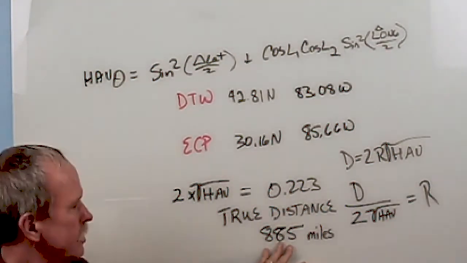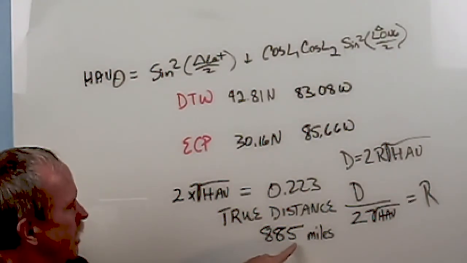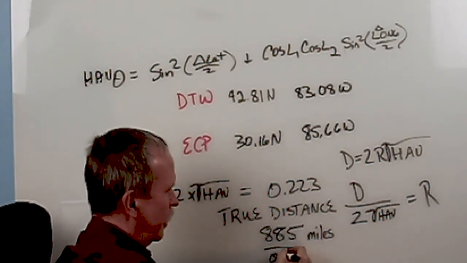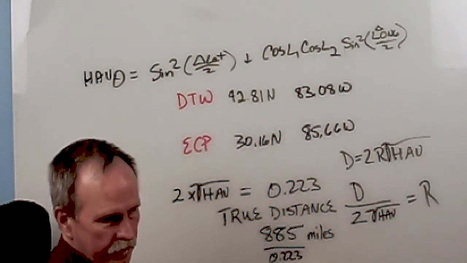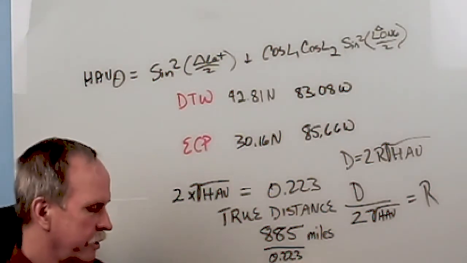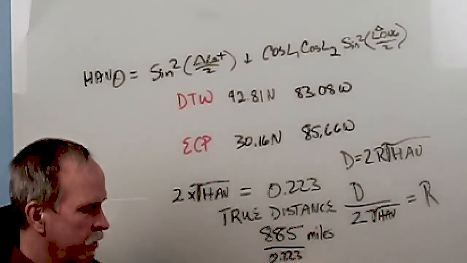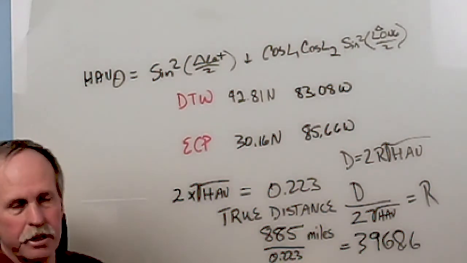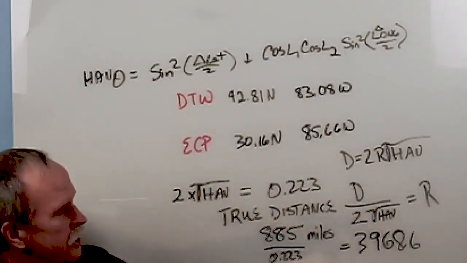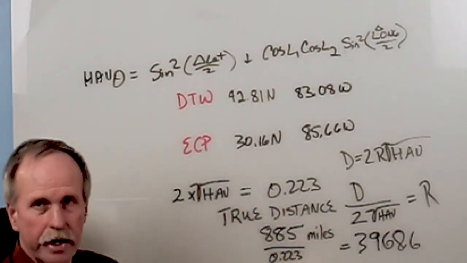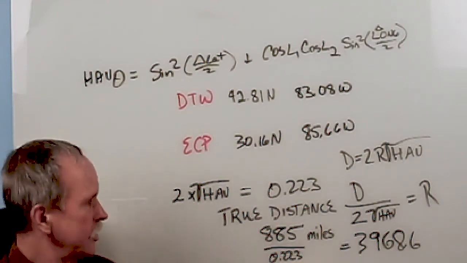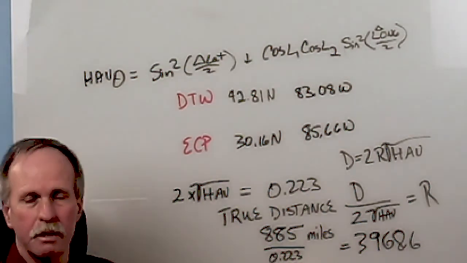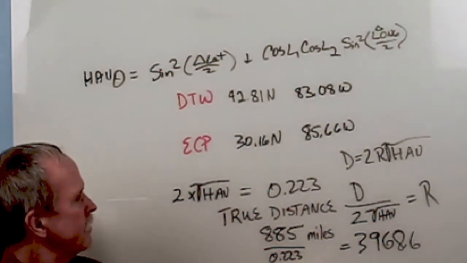Now, the true distance between those 2 points is measured at 885 miles. We divide that by 0.223, and we should come up with the radius of the Earth. Let's see how well it agrees with our other radii of the Earth. To 5 significant digits, which is being a little generous, I get 3968.6. The true radius of the Earth is 3959, so we are 9.6 miles off, simply by looking at the distance between 2 points on the Earth and using the haversine equation.